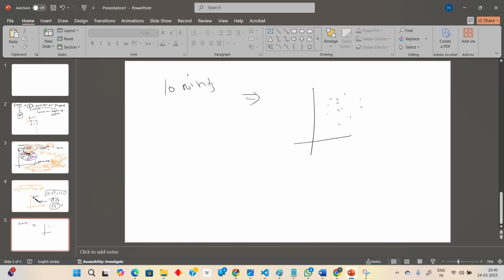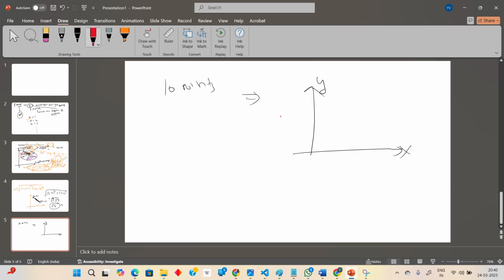Let me take it in a clear and simple way. X and then Y. Observe clearly and please let me know if you did not get the concept. These are all the data points. How many are there? 4, 4, 4, 3, 7, plus let me consider these are 5, these are again 5. Total 10 points are there.